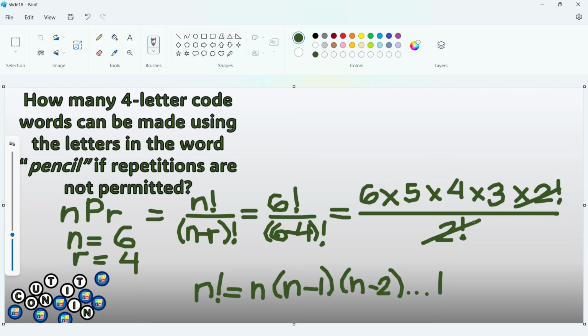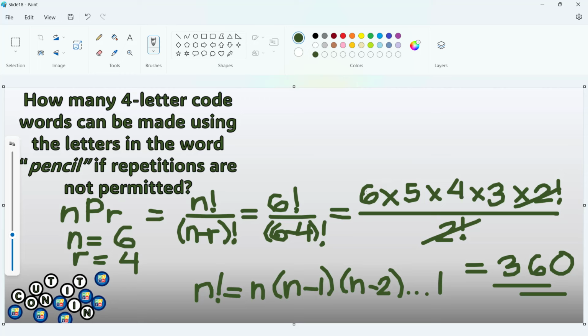That would mean the number of 4-letter code words that can be made using the 6 letters in the word pencil, where repetitions are not allowed, will result to the product of 6, 5, 4, and 3. 6 times 5 is 30, times 4, that's 120, times 3, so you have 360 4-letter code words where the letters are not allowed to repeat.